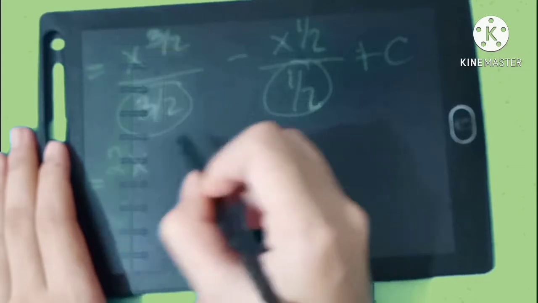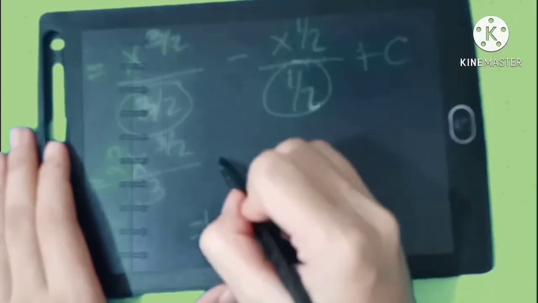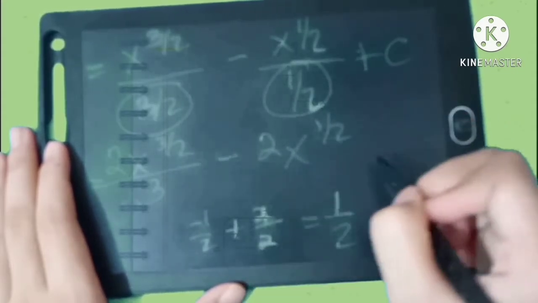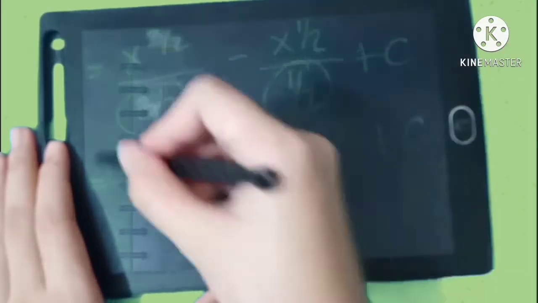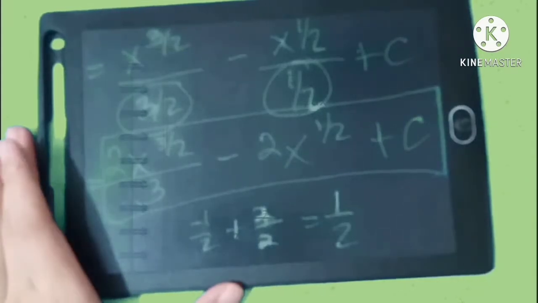Dapat 2x raised to 3 halves over 3 minus 2x to the 1 half over 1. So, kahit hindi na natin isulat yung 1 plus c, that is the final answer. That is how you solve this problem.